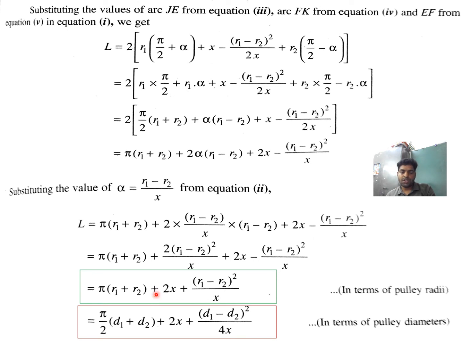If we want to get the formula in terms of diameter, then in place of R we put D by 2. Then we get the formula: pi by 2 into (D1 plus D2) plus 2x plus (D1 minus D2) whole square divided by 4x. That is the expression for the length of an open belt drive in terms of diameter.